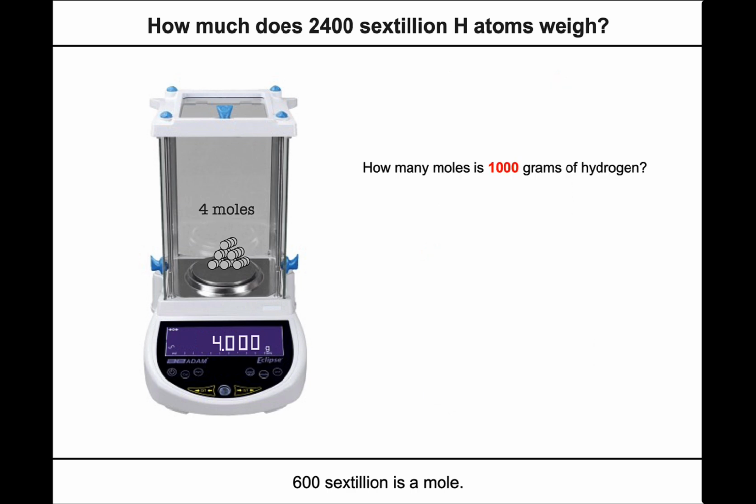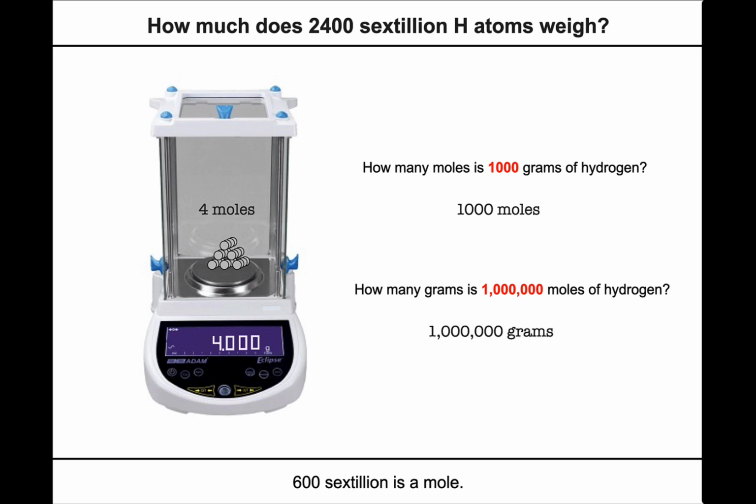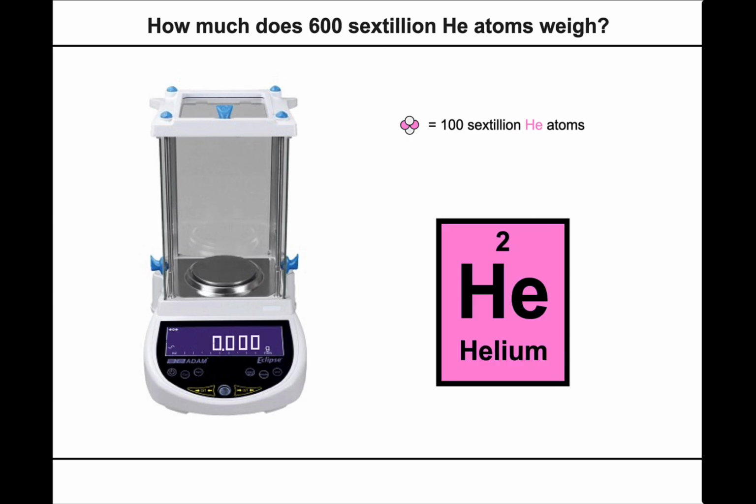How many moles of hydrogen is 1,000 grams of hydrogen? If I had 1,000 grams and put it on this balance, how many hydrogen atoms would it be? Well, if 4 grams was 4 moles, 1,000 grams should be 1,000 moles. What if we had 1,000,000 moles of hydrogen? How much should that weigh? 1,000,000 grams, because 1 mole of hydrogen weighs a gram. So however many moles we have, it's the same number of grams. And that's for hydrogen atoms.